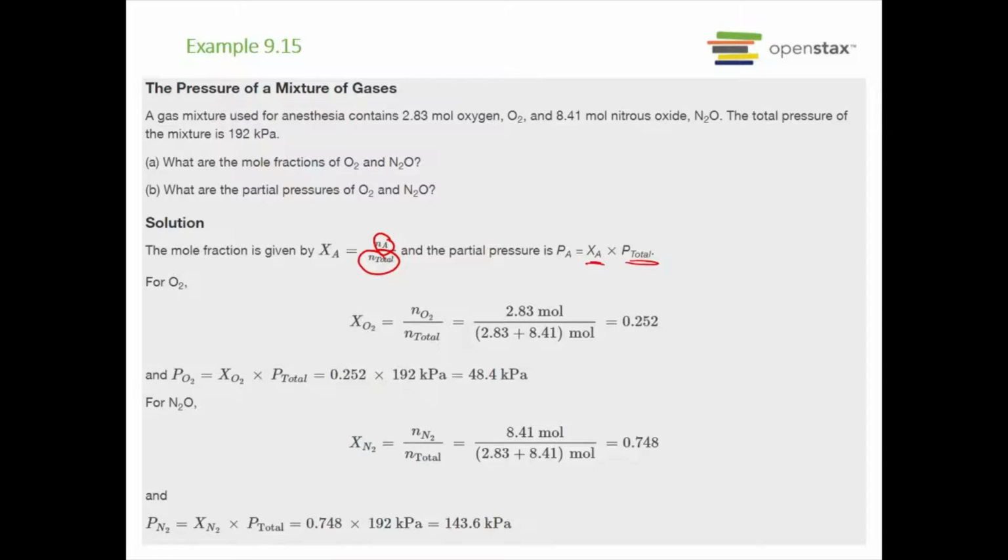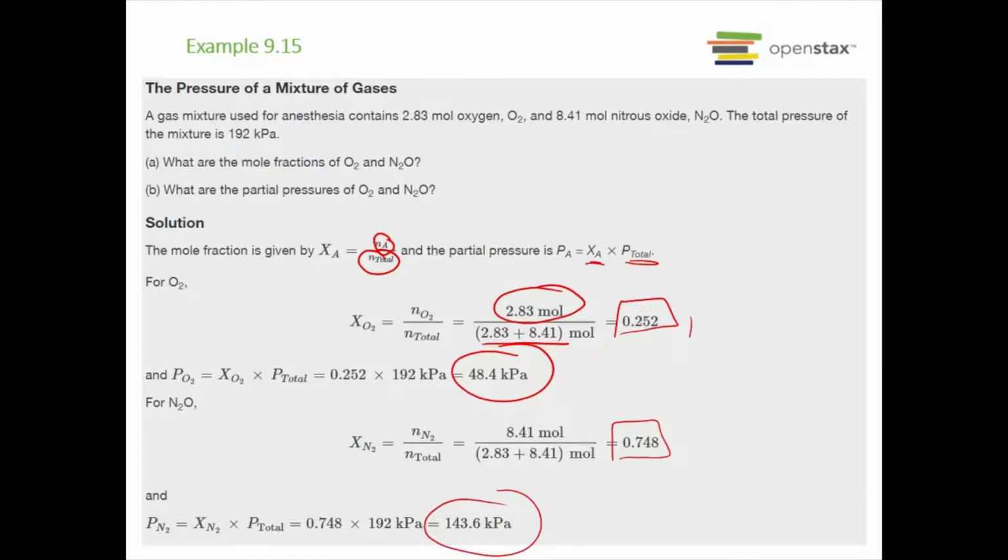So for oxygen, it has 2.83 moles divided by the total moles, which is 2.83 plus 8.41. So its mole fraction is 0.252. These are unitless. So then its partial pressure is 0.252 times 192 kilopascals, the total pressure, and so it's 48.4 kilopascals. Same type of thing for nitrous oxide. You get a mole fraction of 0.748 and a partial pressure of 143.6.